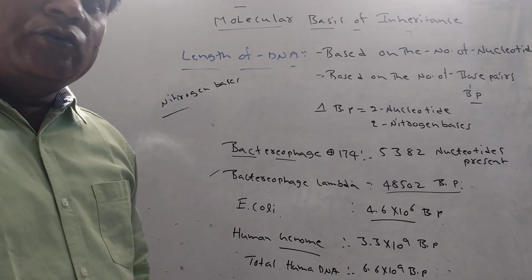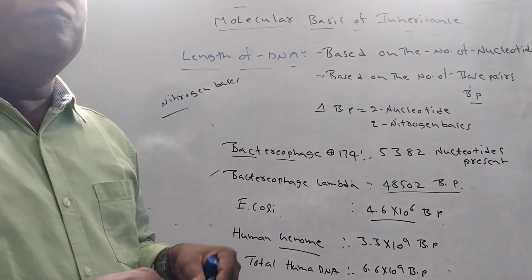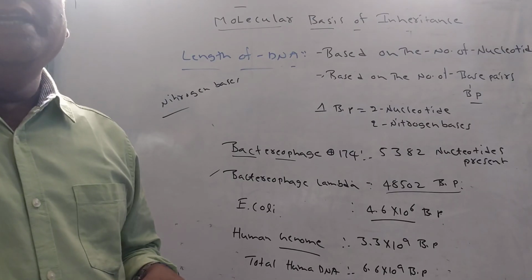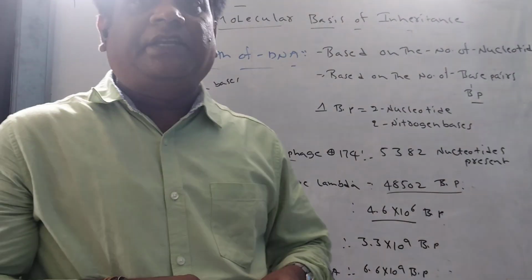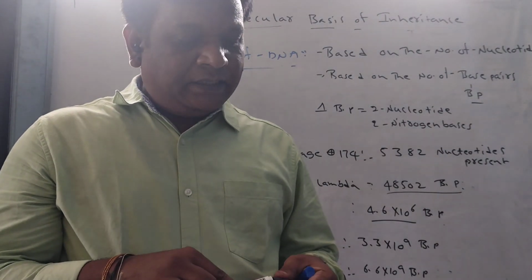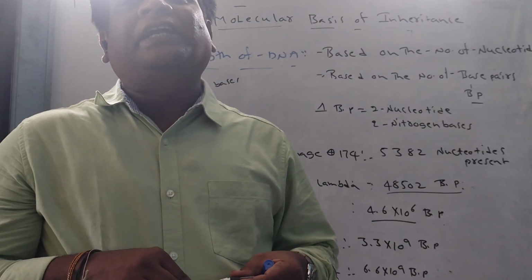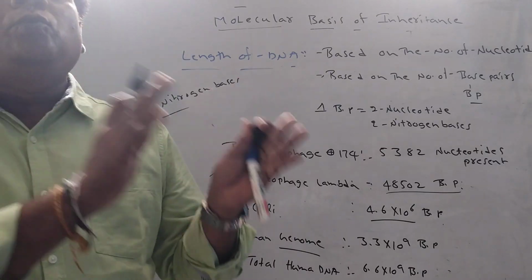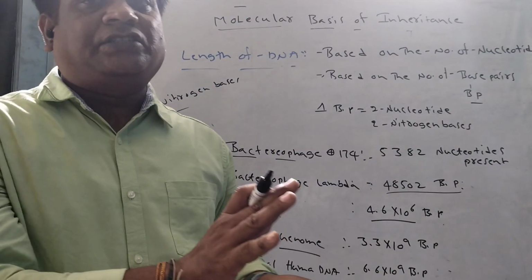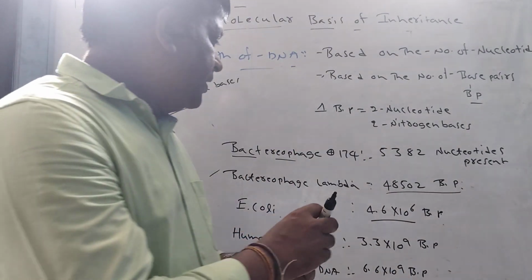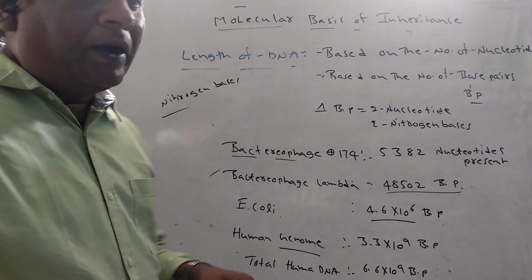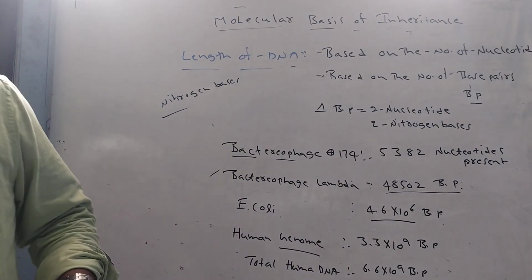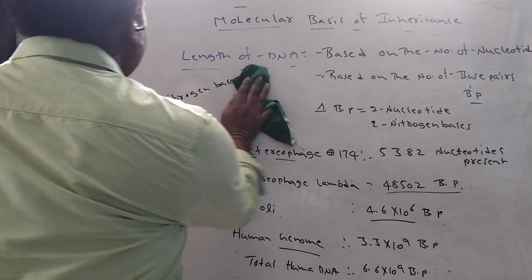Next, we will see how the DNA is formed and what components are present in the DNA. We call DNA a polynucleotide chain, meaning a group of nucleotides forms the DNA structure. Now we can see what the polynucleotide chain is and how the DNA is formed.